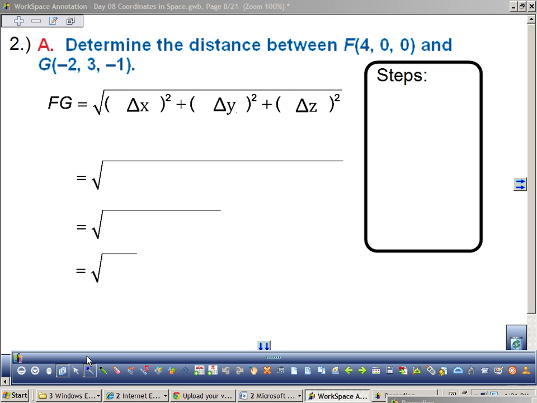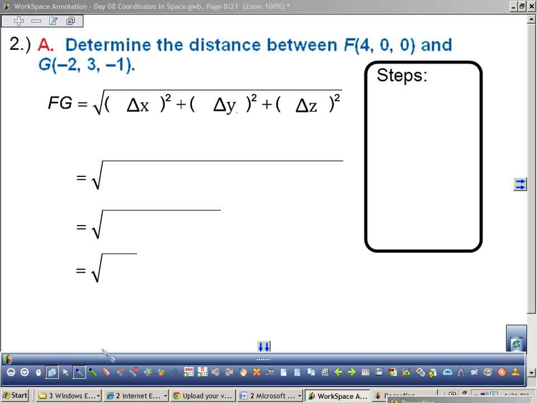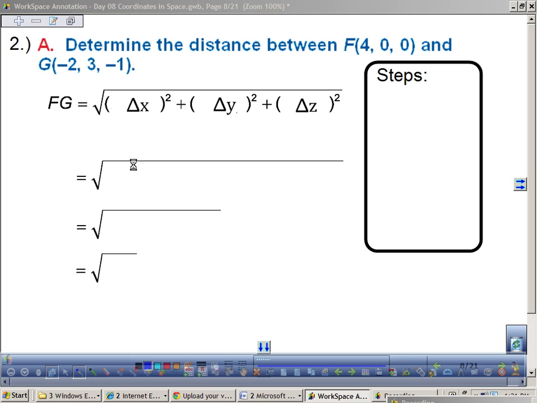Okay, this is the part you're going to need for your test tomorrow. Okay? Your quiz, I'm sorry. Which is not that big of a deal. Determine the distance between F and G in coordinate space. So these are 2 points in the middle of space, and we're trying to find the distance between them.